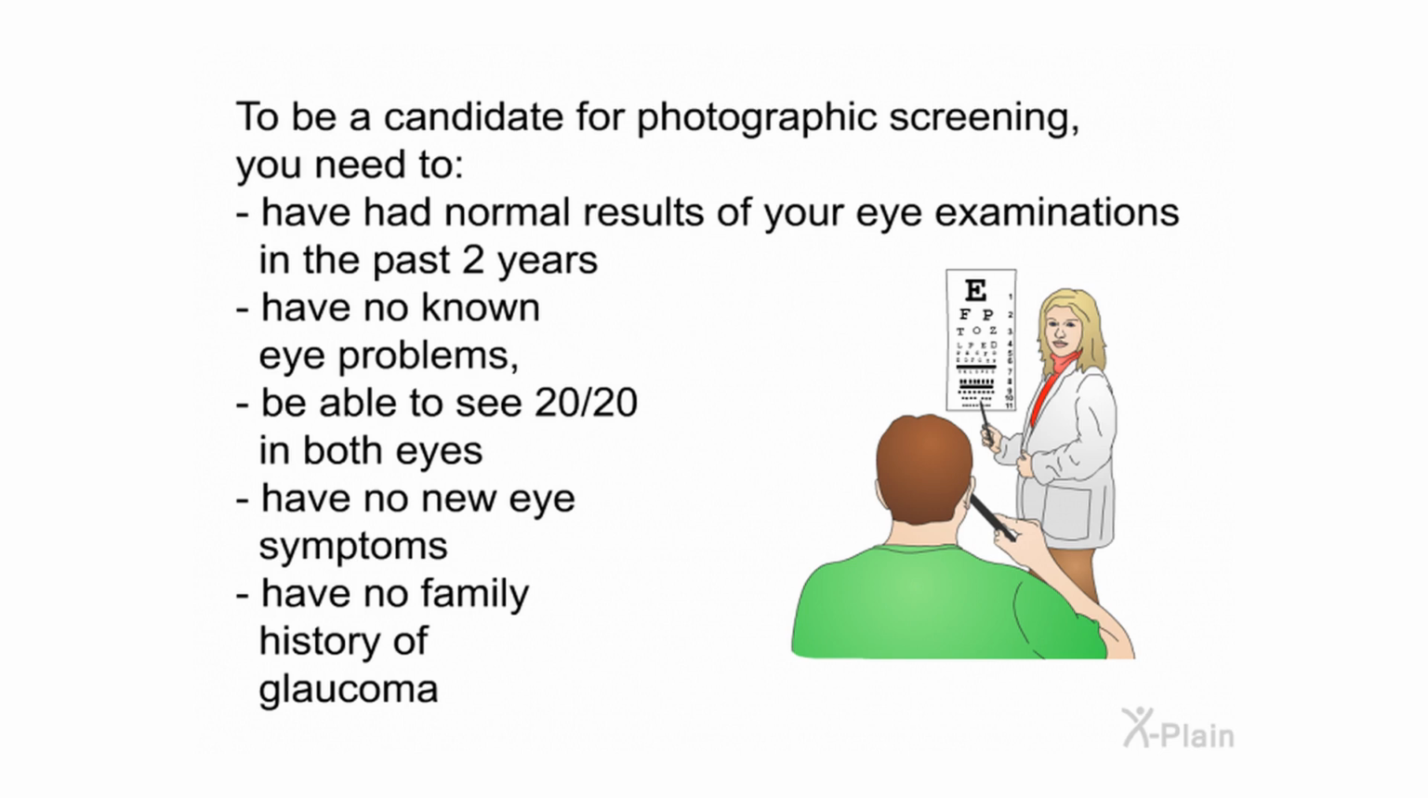To be a candidate for photographic screening, you need to have had normal results of your eye examinations in the past 2 years, have no known eye problems, be able to see 20/20 in both eyes, have no new eye symptoms, and have no family history of glaucoma.